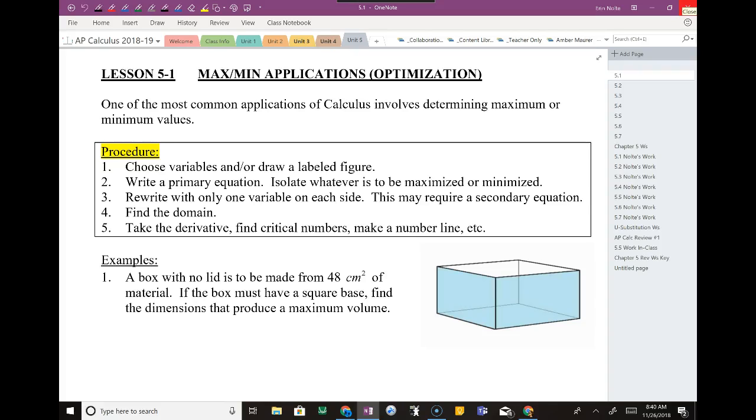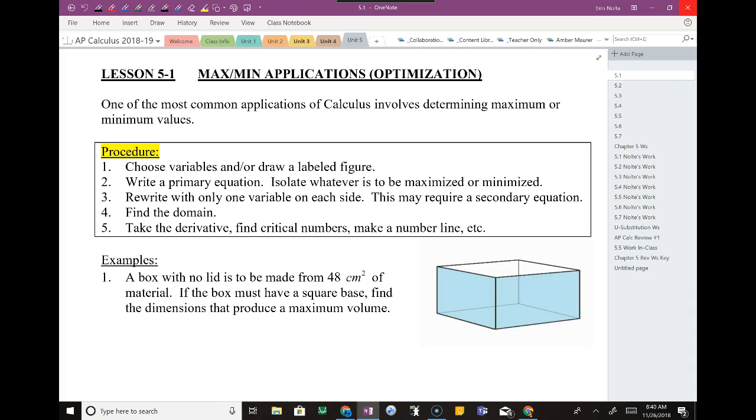Okay. So we've got minimum and maximum applications, or optimization. We did do some of this last year for those of you who were in calculus last year. Basically, we're going to take a shape and be given one piece of information, and then we have to optimize another part of it.